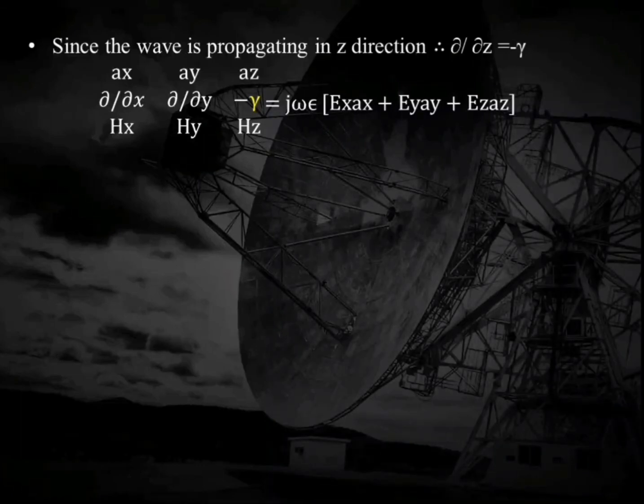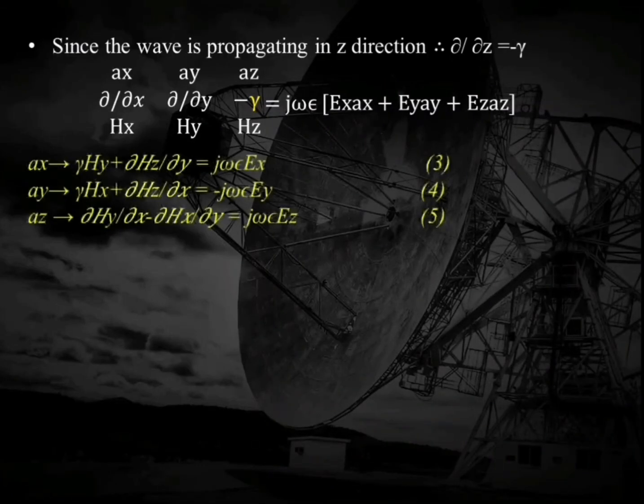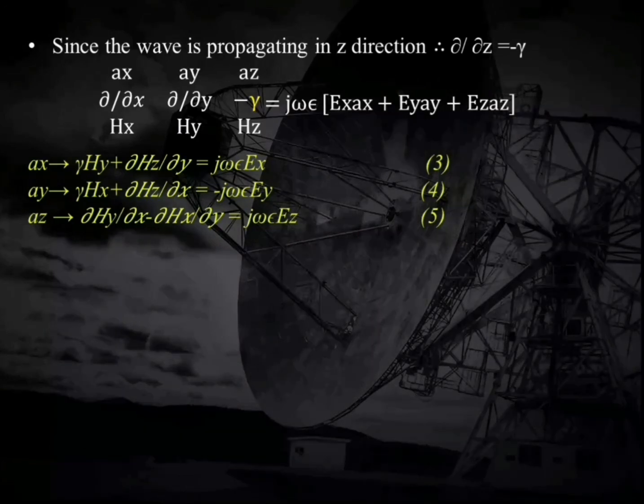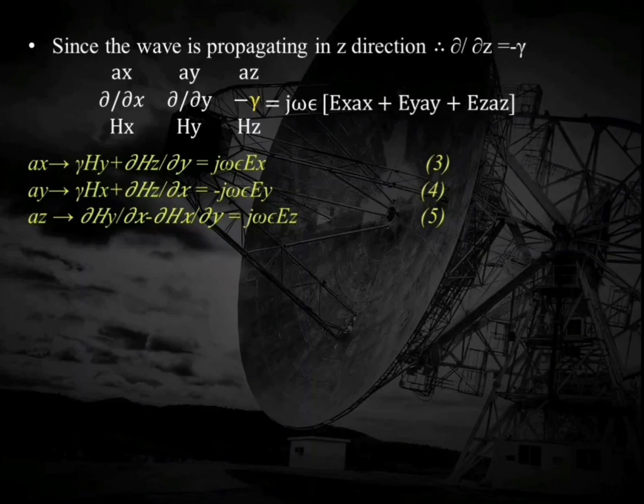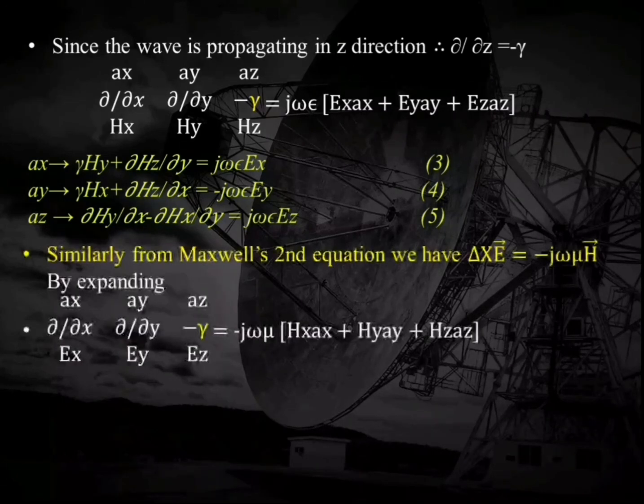Now, solving and equating the coefficients in this equation, we will get the coefficient of Ax. When equating on both sides, we get gamma of Hy plus del Hz by del y is equal to j omega epsilon of Ex, and similarly for Ay we will get gamma of Hx plus del of Hz by del x equal to minus j omega epsilon of Ey, and for the Az we get del Hy by del x minus del Hx by del y equal to j omega epsilon of Ez.